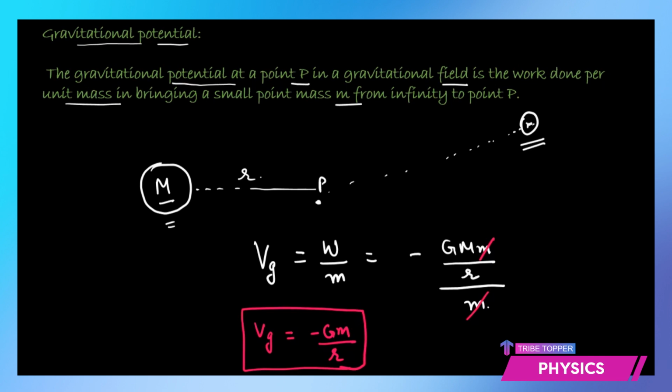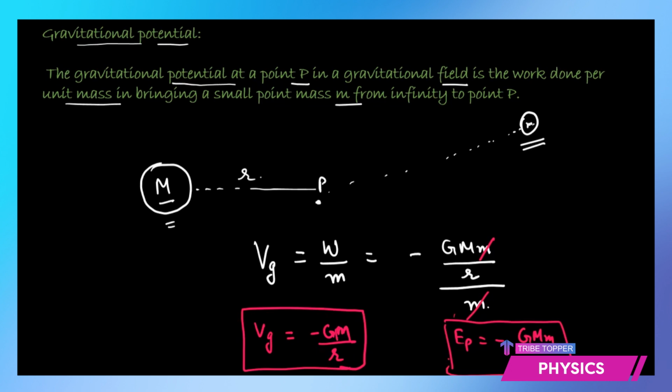The gravitational potential energy will be negative GMm by R. This is capital M because small m got cancelled. So gravitational potential energy was negative GMm by R, and if it is potential alone, it will be minus GM by R. So you don't have to get confused between these two expressions. Because Vg is basically the gravitational potential energy per unit mass, small m would obviously cancel out.